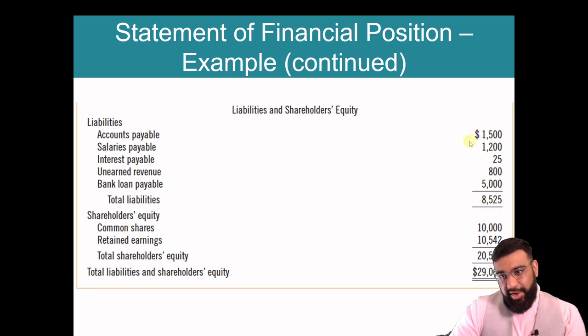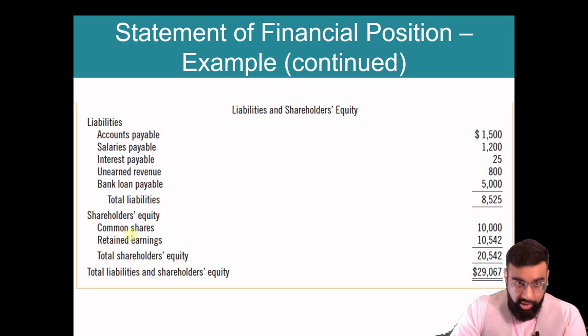So once again, we have a dollar sign to denote that all of these are dollars. Total liabilities is not the final figure. That's why it's not double underlined or given a dollar sign there. It is a very important figure, but the main figure for this part of the balance sheet is going to be total liabilities and shareholders' equity. Very important. Now, under shareholders' equity, we're going to have common shares and retained earnings.